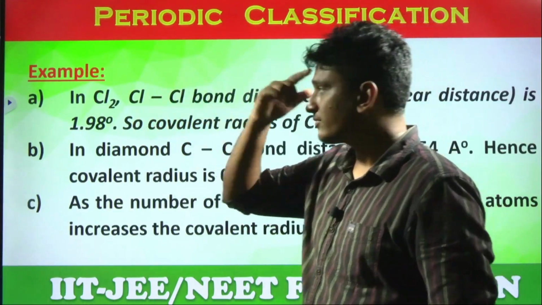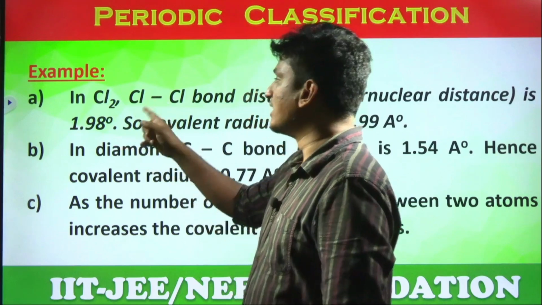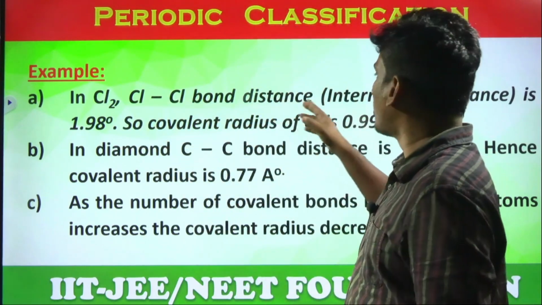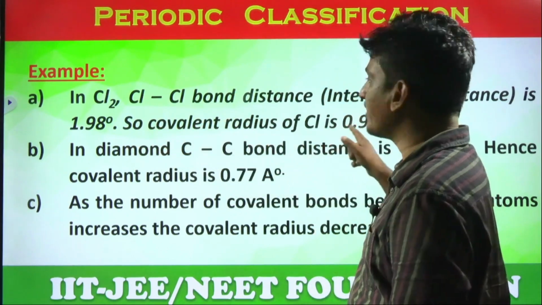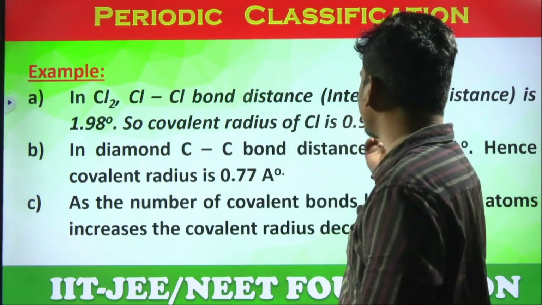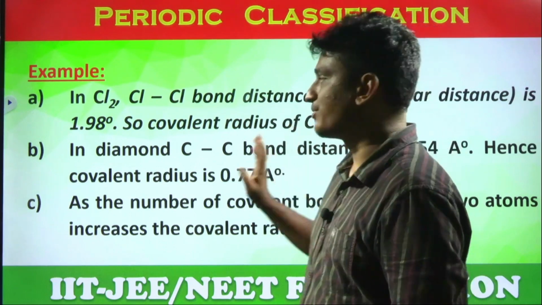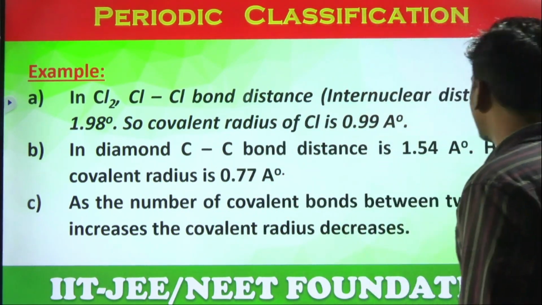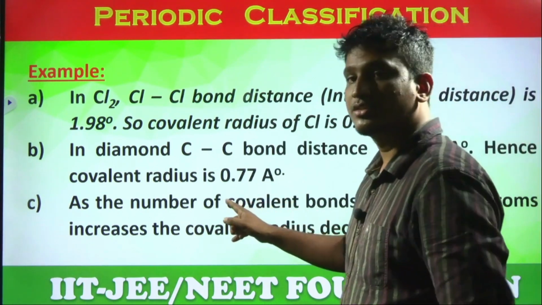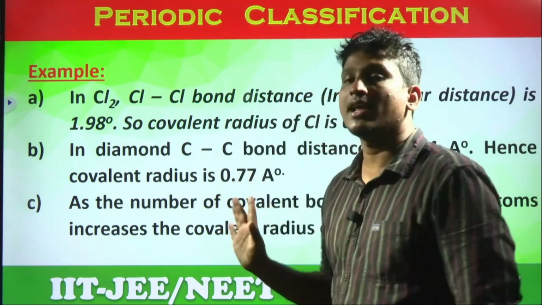Next, some examples are given. In Cl2, Cl bond Cl, the internuclear distance is 1.98 angstrom units. So the covalent radius of chlorine is how much? Divided by 2, which is 0.99 angstrom units. In diamond, carbon bond carbon, the distance is 1.54, hence the covalent radius of each atom is how much? 0.77 angstrom units.